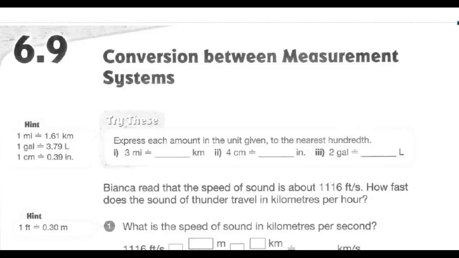Okay, section 6.9 is converting between measurement systems. So maybe you have kilometers per hour and you want to express it in meters per second. So we might have to change both units within that rate.